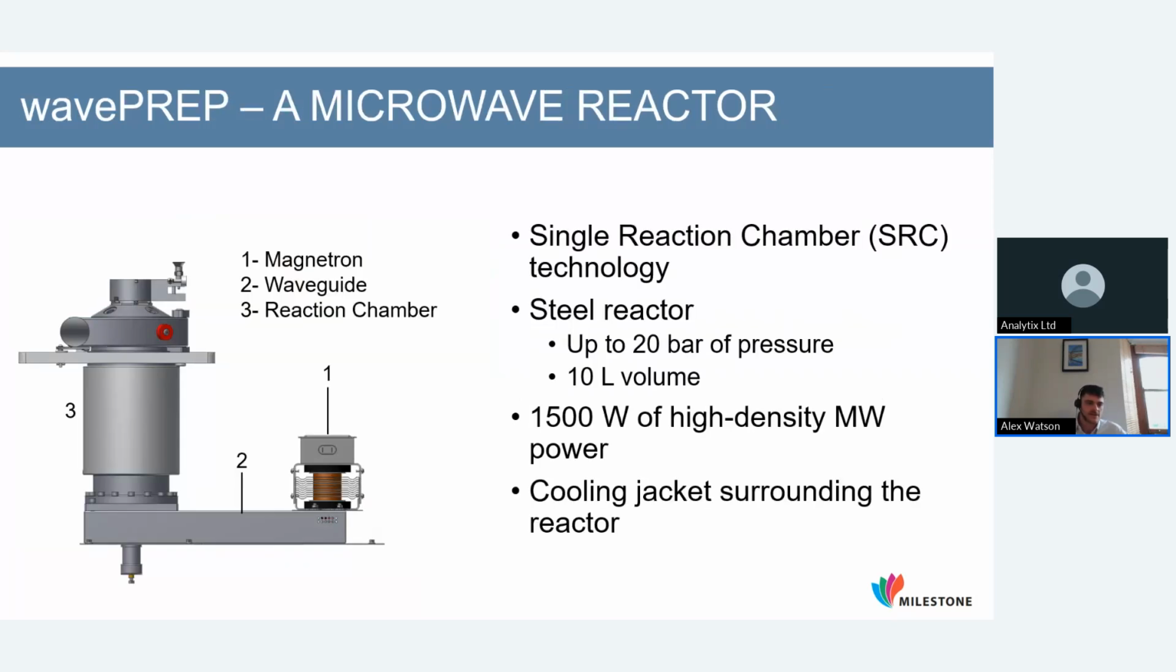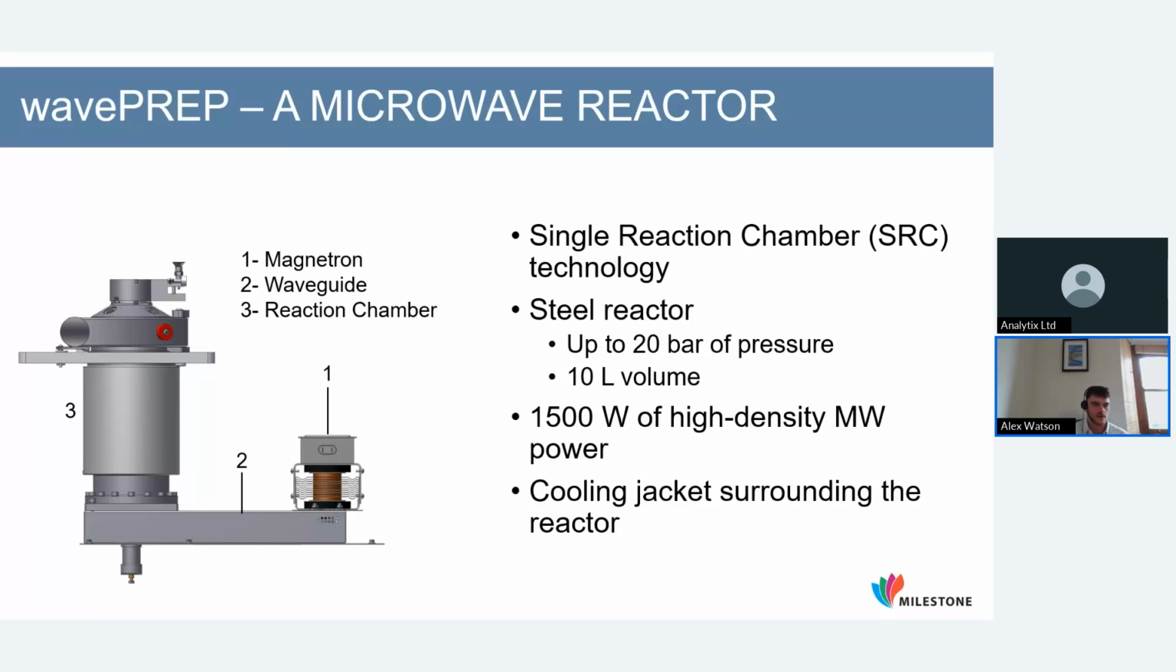For the microwave reactor, we're using what's called single reaction chamber technology. So here we have our magnetron, and that's delivering 1,500 watt of high density microwave power. Those microwaves will be guided via our waveguide into our 10-liter reactor. And this is where the oligos are lowered and sit. These microwaves interact with our liquid phase C&D and generate that gas phase that does the cleavage and deprotection.